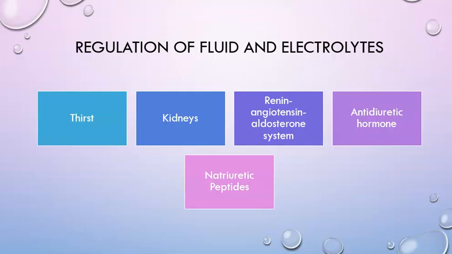So regulation of fluid and electrolytes: you have your thirst centers in your hypothalamus, and your kidneys, which are the primary organ for regulation. They remove waste and also help maintain proper water balance. Then your renin-angiotensin-aldosterone system, which is your RAAS. This is on page 166. This RAAS is secreted by the adrenal glands.